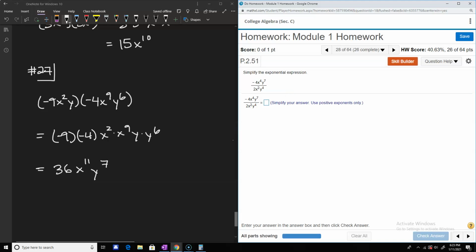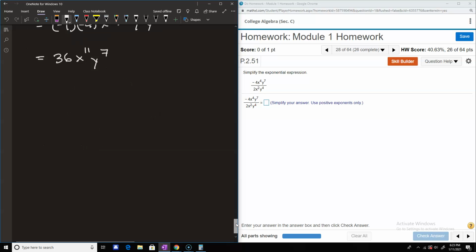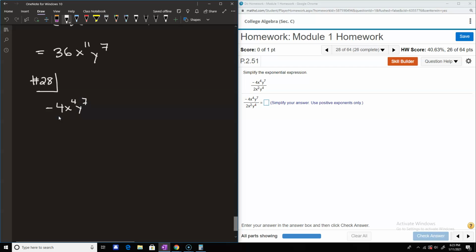Okay, let's continue. Number 28. Now instead of multiplying the letters and numbers, we've got some division going on. Remember, that's all that means for the exponents is we're going to be subtracting them rather than adding them. So we have minus 4, x to the 4th, y to the 7th, over 2x squared, y to the 4th. So negative 4 divided by 2 is negative 2. And then we just want to subtract. 4 minus 2 gives me x squared, and 7 minus 4 gives me y to the 3rd. So I've got negative 2 x squared y to the 3rd.